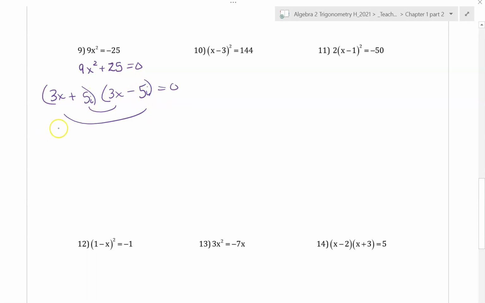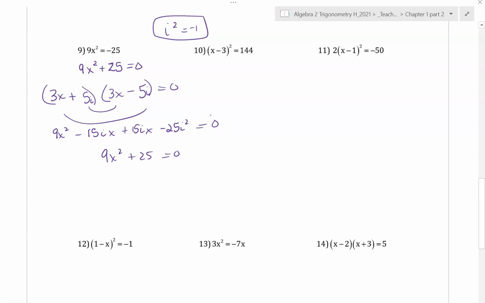So go ahead and double check. If you check your work, you end up with 9x squared minus 15ix and plus 15ix. So that middle term will cancel out. And then 5i times -5i is -25i squared. But since i squared we memorized is -1, that's plus. And that's how we know that you can factor it this way.